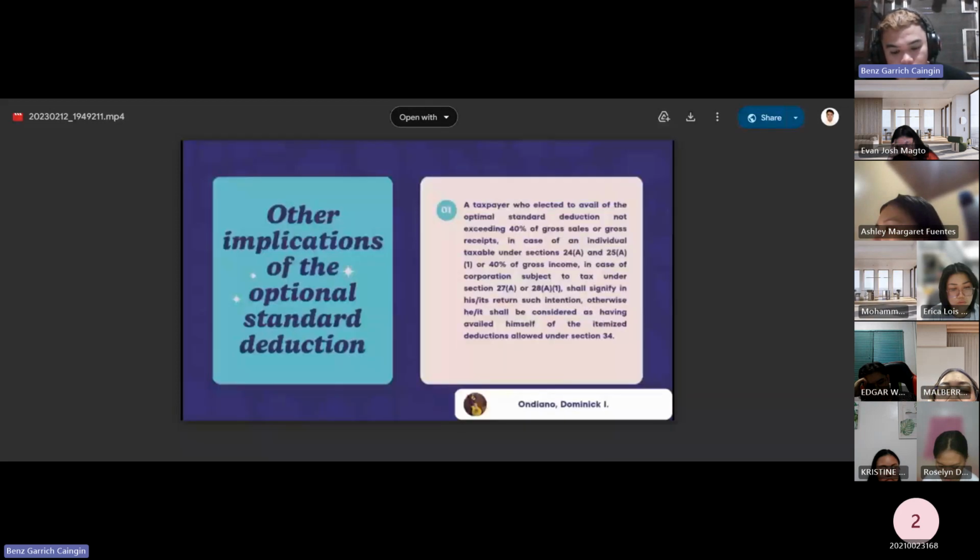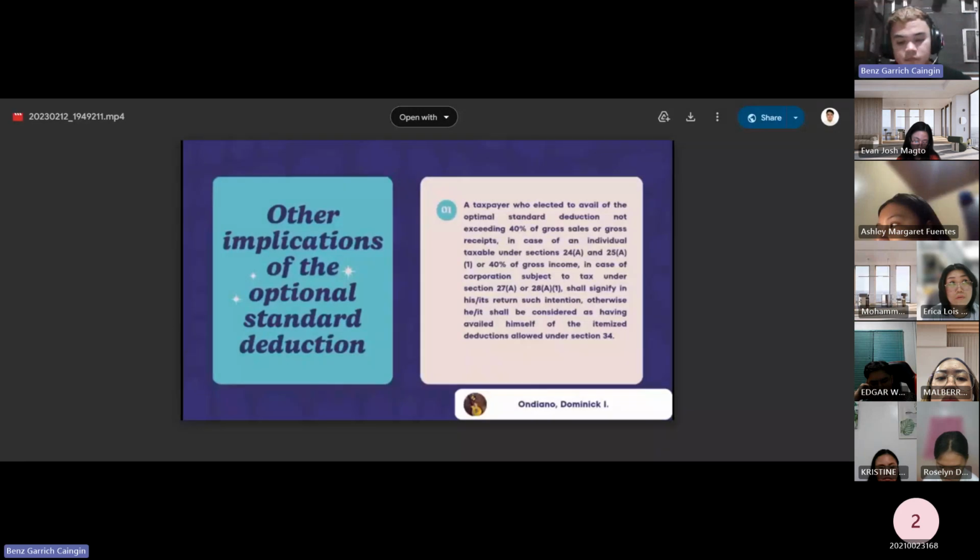Other implications of the optional standard deduction. There are key implications which apply in an OSD. For instance, a taxpayer who elected to avail of the optional standard deduction, not exceeding 40% of gross sales or gross receipts in case of an individual taxable under Sections 24A and 25A1, or 40% of gross income in case of a corporation subject to tax under Section 27A or 28A1, shall signify in his or its return such intention. Otherwise, he or it shall be considered as having availed of the itemized deductions allowed under Section 34.